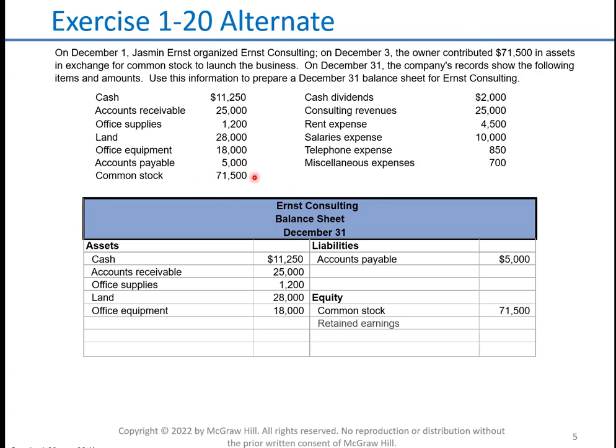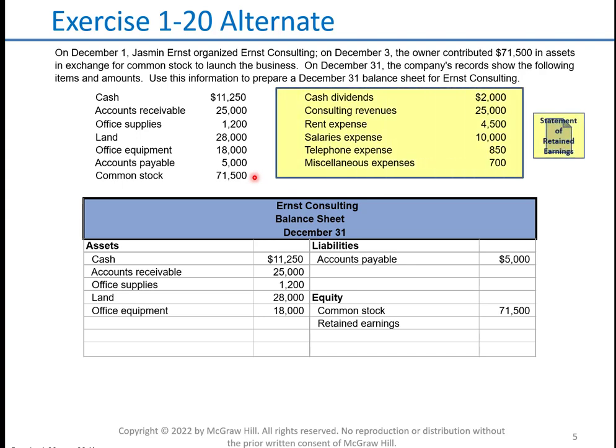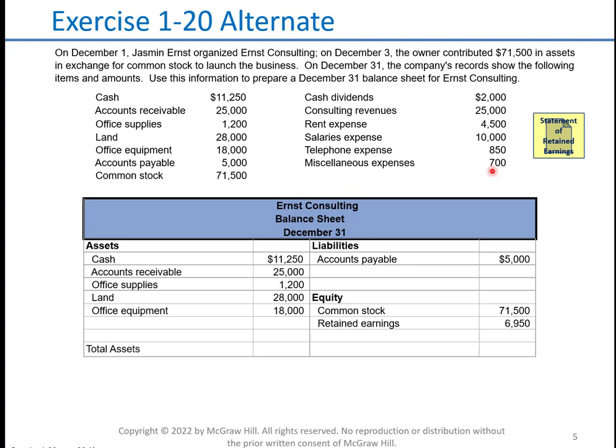And then our ending retained earnings balance from our statement of retained earnings, which is composed of all of these items, because remember the net income also was included in the statement of retained earnings. So our ending balance was $6,950. Now we're going to get our totals. So our assets total $83,450, and our liabilities and equity also equal the same amount.